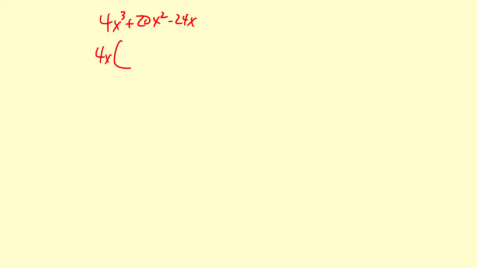Well, if I take a 4x out of the first term, I get x squared left, because 4x times x squared makes 4x to the third. And then I get a 5x left next, because 4x times 5x is 20x squared. And then minus 6, because 4x times negative 6 is negative 24x. Now factor what's remaining here. This is actually a very easy one.